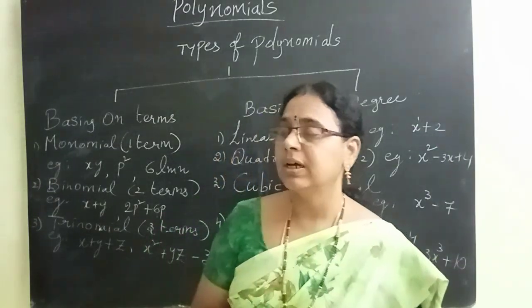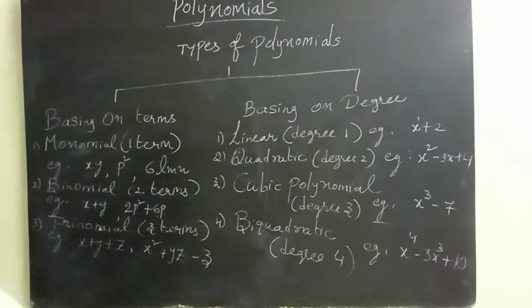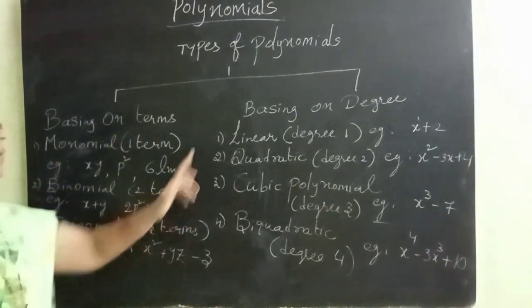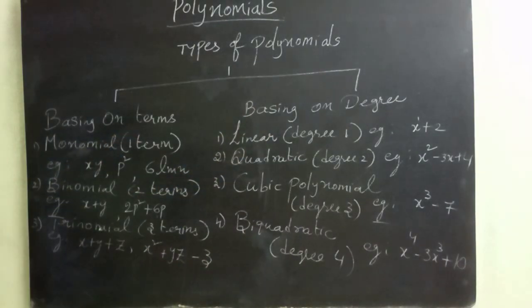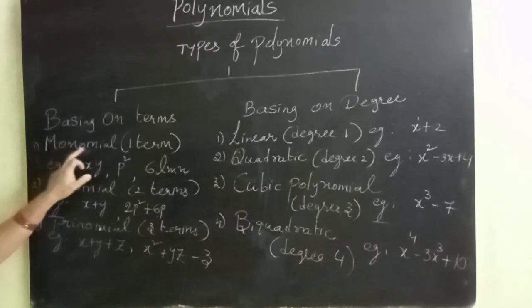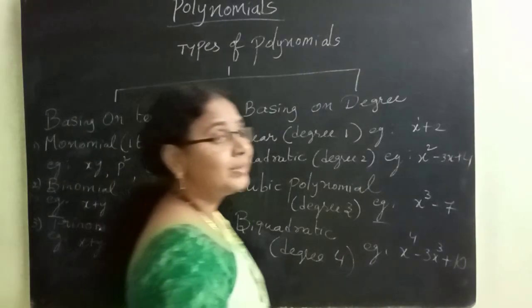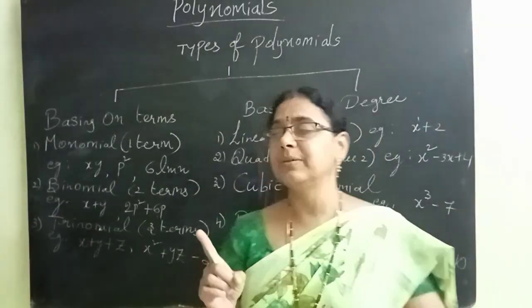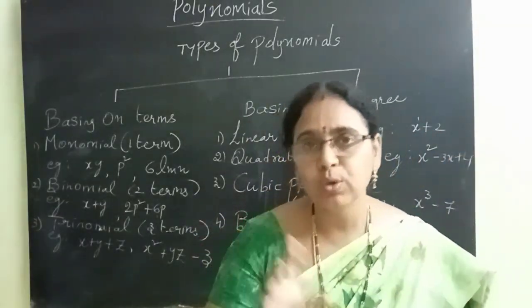Okay, come to here. Types of polynomials. What are the types of polynomials? Basing on terms, basing on degree. Come to basing on terms. If only one term is there, then we will call it a monomial. A polynomial having only one term, then we will say it is a monomial.